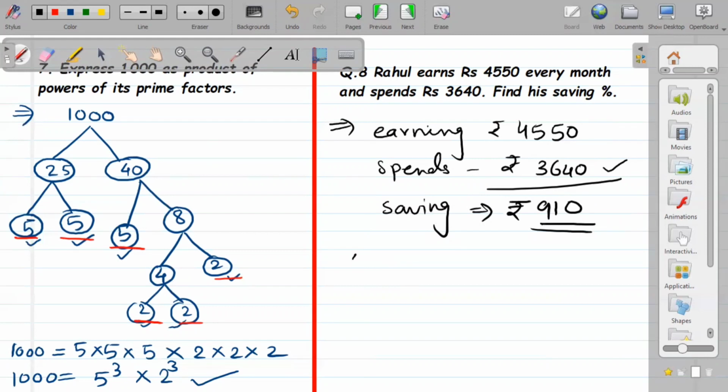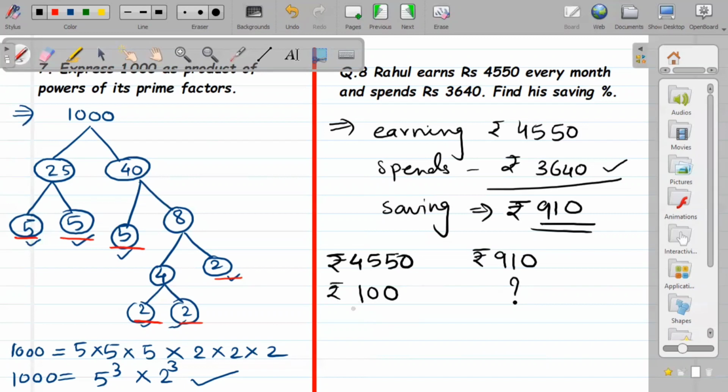Now on 4550, always we calculate the saving on your earning. Saving is calculated on earning. So on 4550 rupees, he is saving 910 rupees. Now we need to find the saving percentage. Then we can write it on 100, because percentage is always found out of 100. So on 100, how much is he saving?